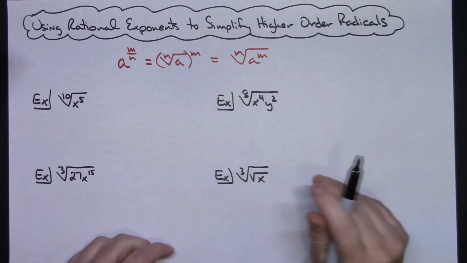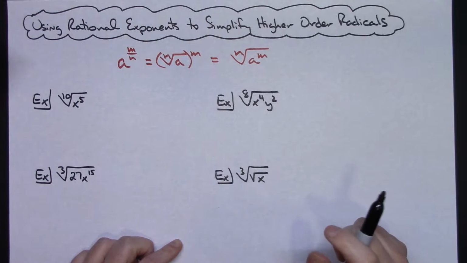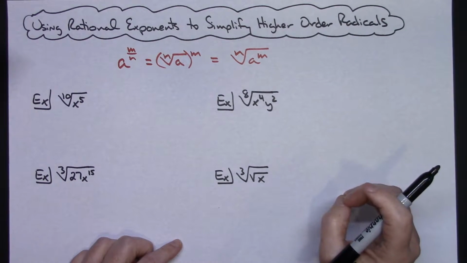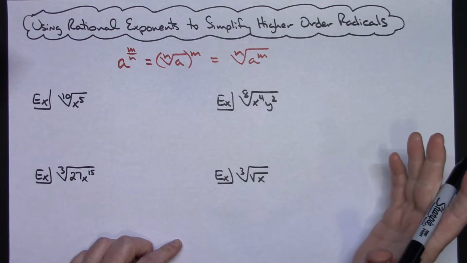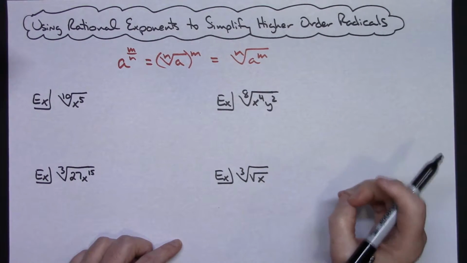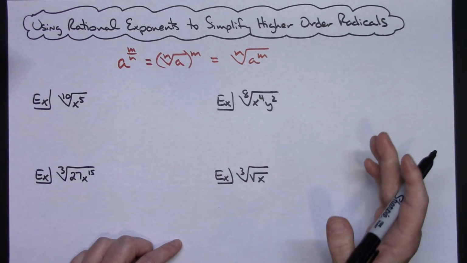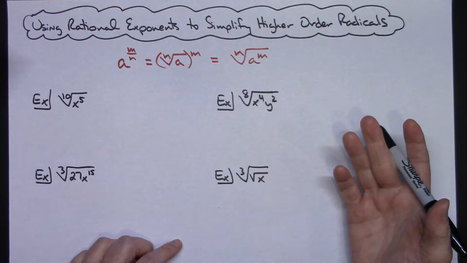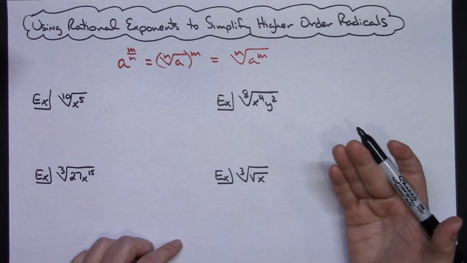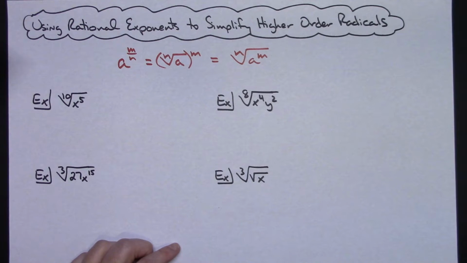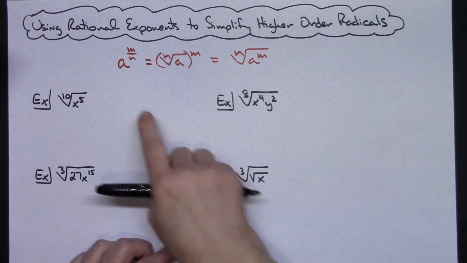In this video, I'm going to be demonstrating how you can use rational exponents to simplify higher order radicals. Now, just keep in mind that there are lots of ways to simplify your higher order radicals, and this is just one method. But if you like your laws of exponents and you don't mind them being rational exponents, then this method works actually rather nicely.